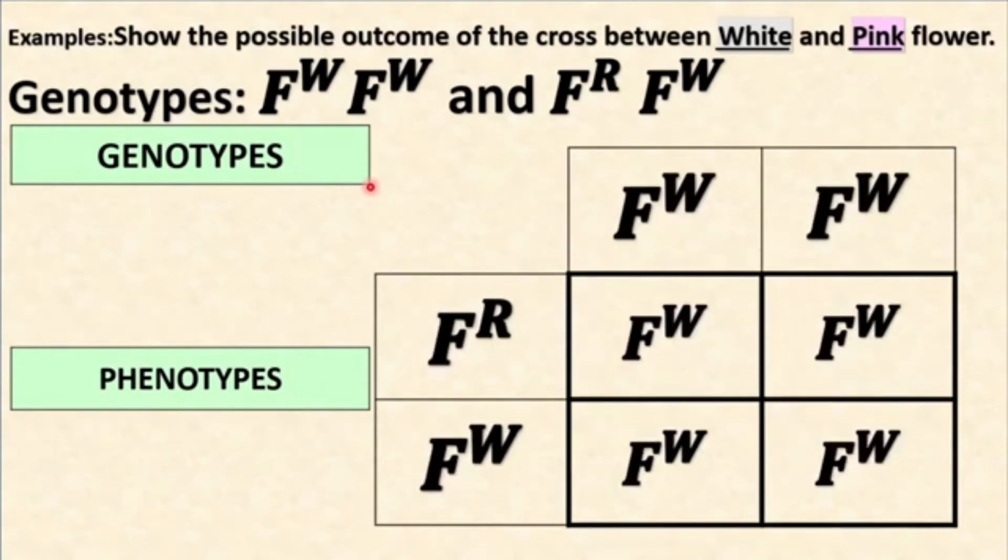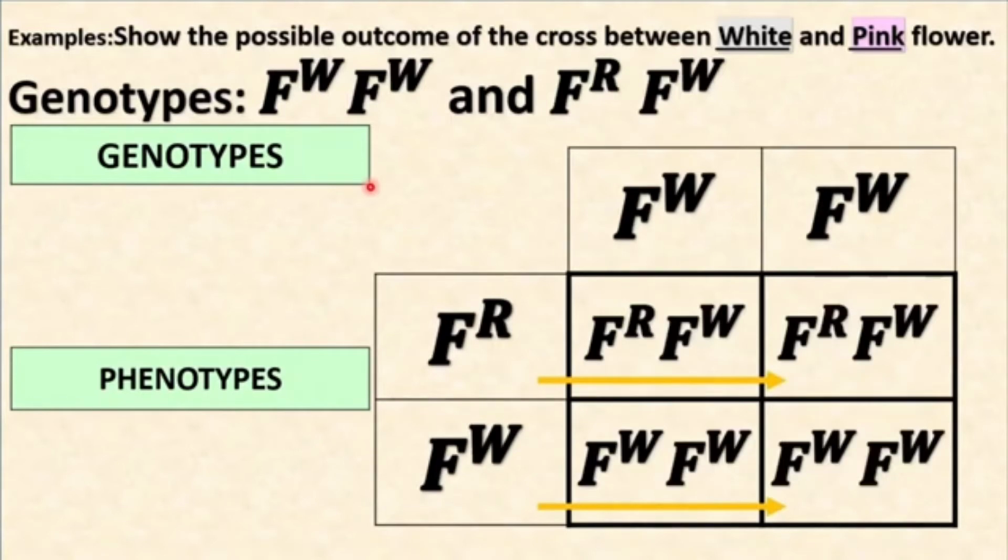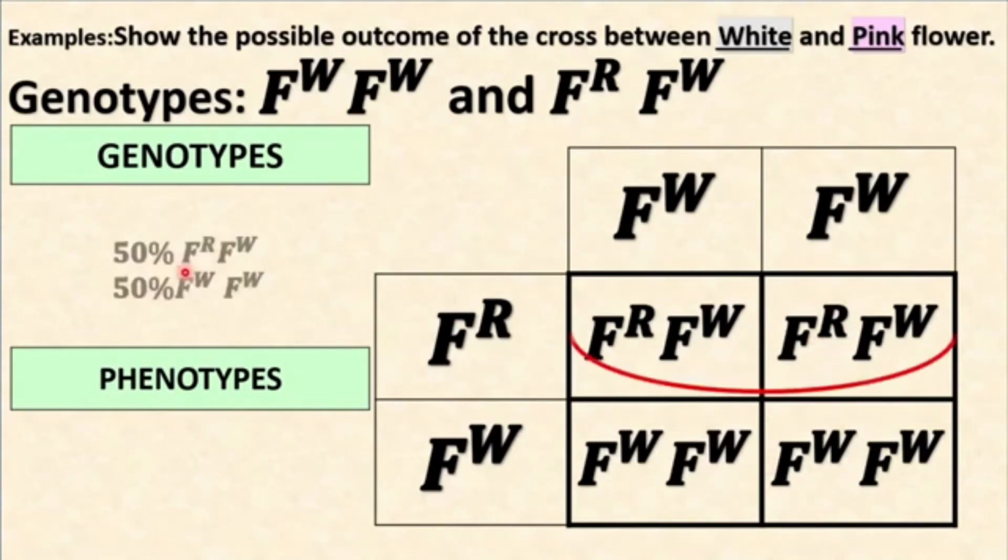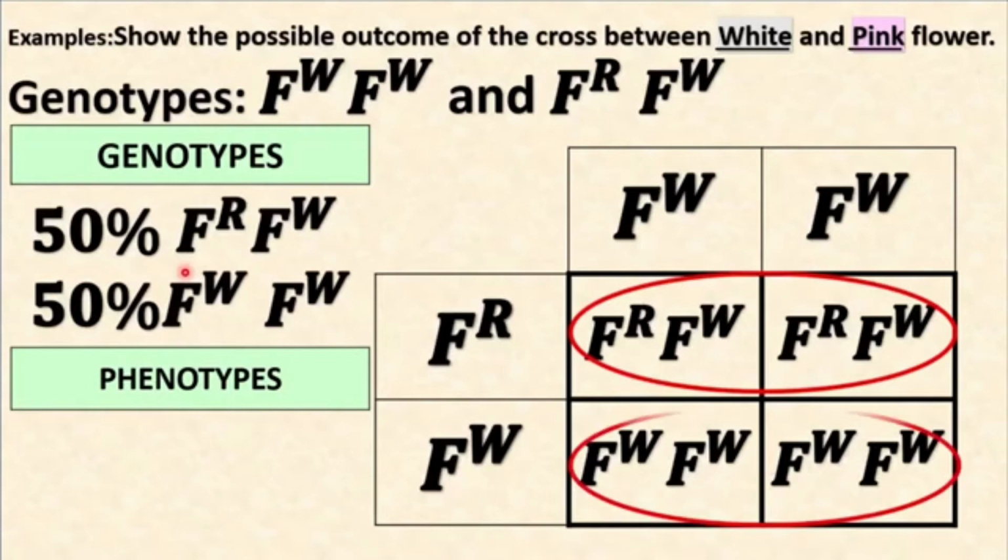Downward and then sideward. So here it is. As you can see, we have here 2 FR-FW and 2 FW-FW. Now let us determine the genotypes and the phenotypes. The genotypes are 50% FR-FW, 50% FW-FW.